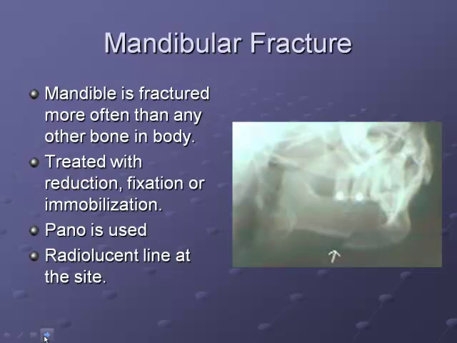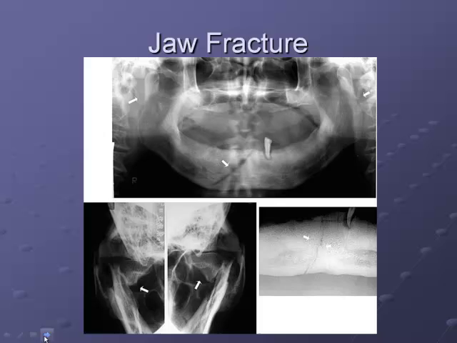The mandible is fractured more often than any other bone in the body. Treatment for a mandibular fracture is reduction, fixation, or immobilization. A panorex is used and a radiolucent line occurs at the site of the fracture. A jaw fracture can be seen on a PA, but a panorex or extraoral film is needed for complete visualization. A radiolucent line shows the displacement of the fracture segments.